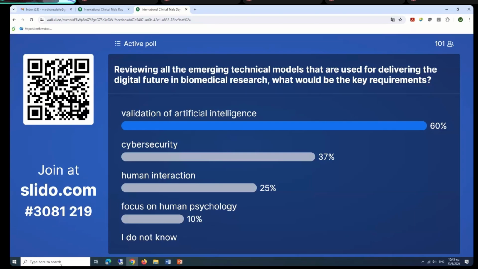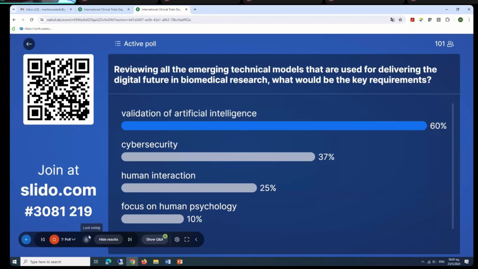It's too fluffy. No, but of course, all of these dimensions matter and we partake in all of them. What did you vote, Dr. Kaliba? Validation of artificial intelligence. So then we have a clear agreement here, and we would like the final statements from each of you. You have 30 seconds to give a very strong message.